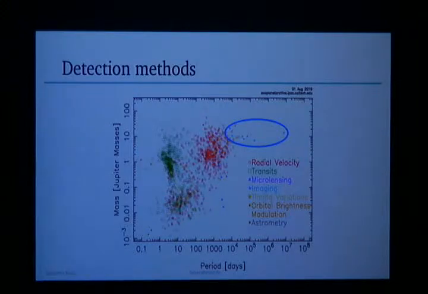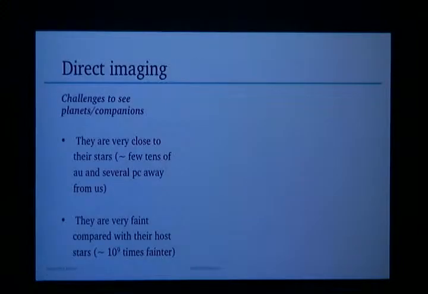So now, of course, direct imaging has some challenges to face, because first, well, the planets are really close to their stars in comparison to the distance from us to the stars. And they are also very faint. Even when they are young, they can still be up to 10 to the 9 times fainter. So what do we do in order to overcome these challenges?